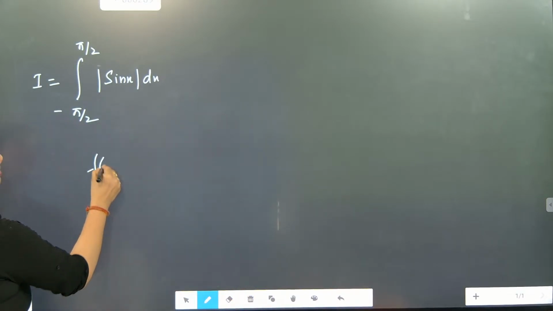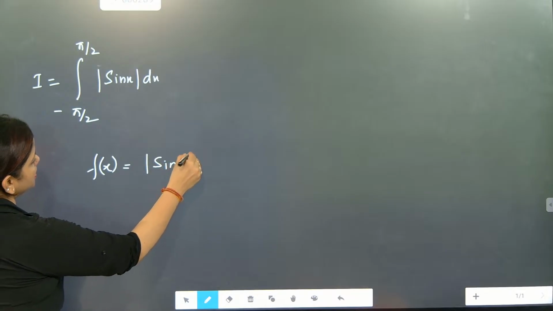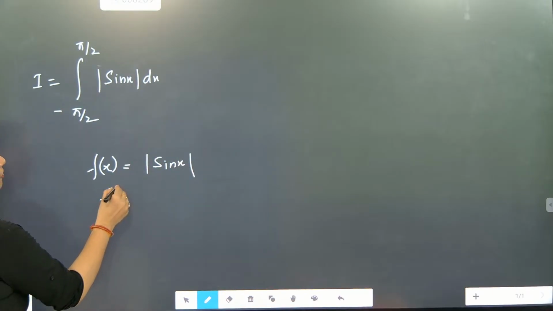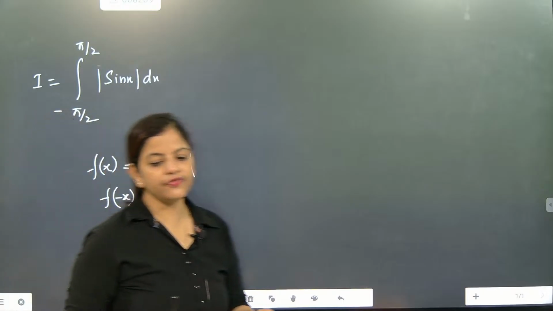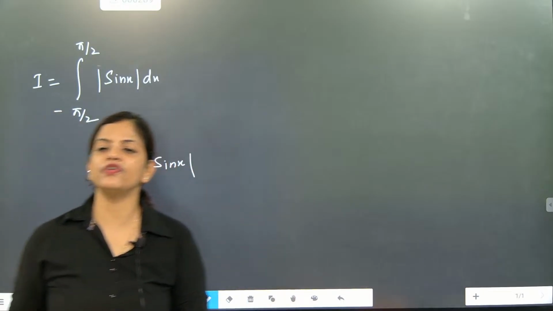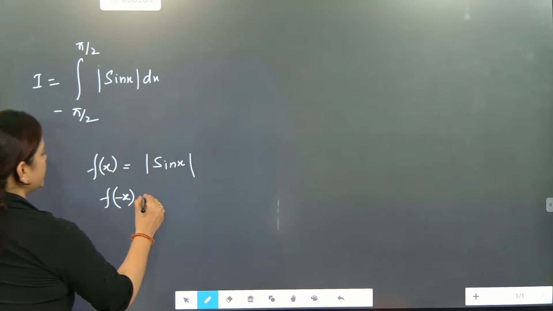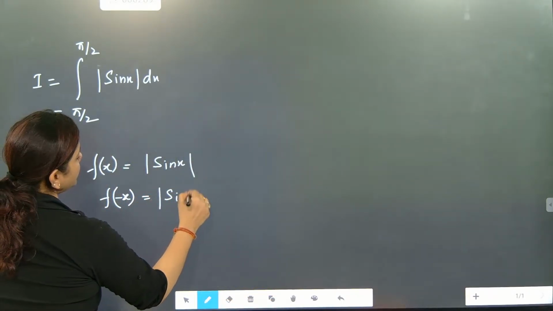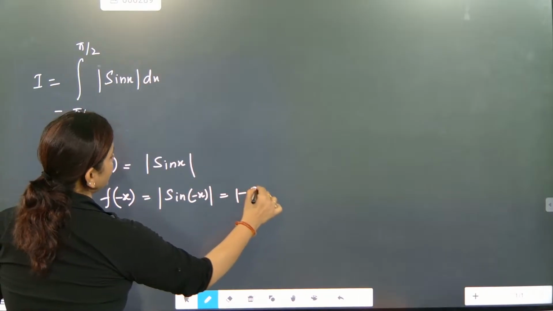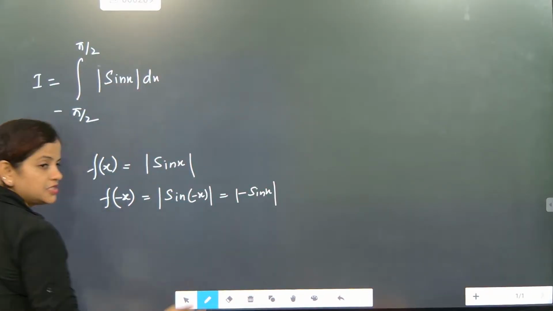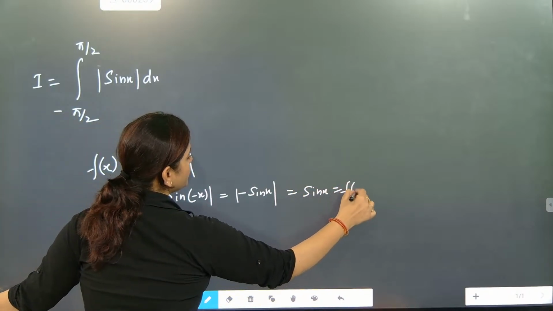f of x is equal to modulus of sin x. Done? Now you write f of minus x. If it is an odd function, it will give you minus. If it is an even function, it will give you plus. So that should be a strategy. So here it will become modulus of sine of minus x. Sine of minus x will become minus sine x. Since modulus is there, it will become sine x. It is giving you f of x.